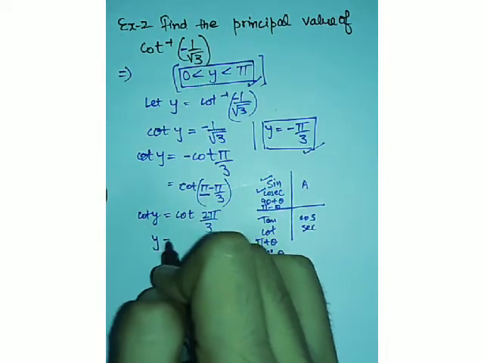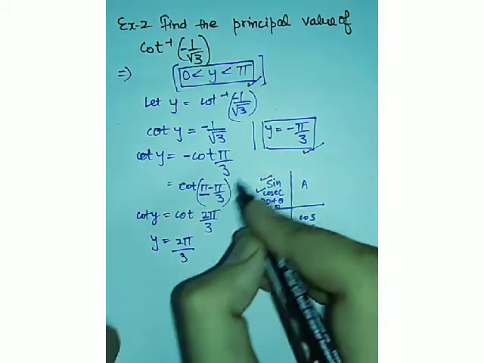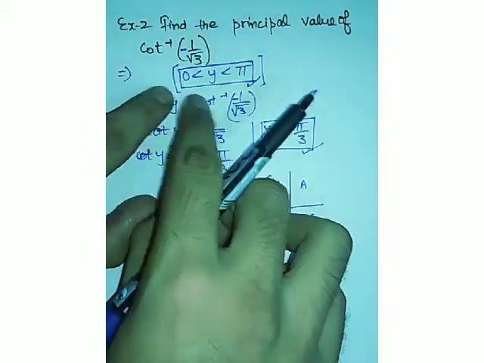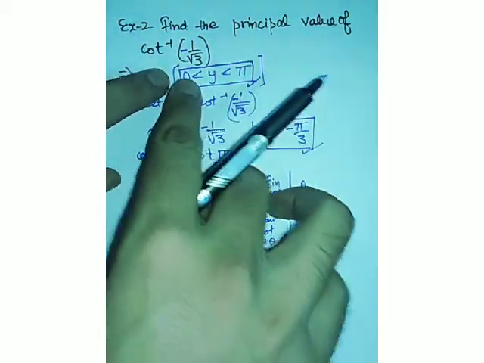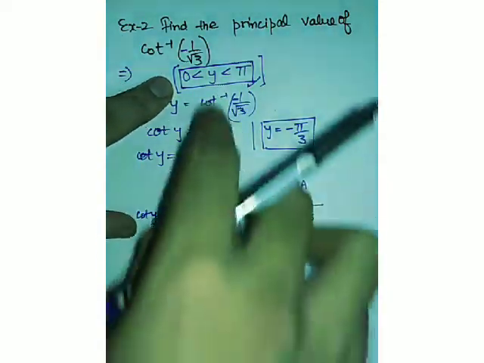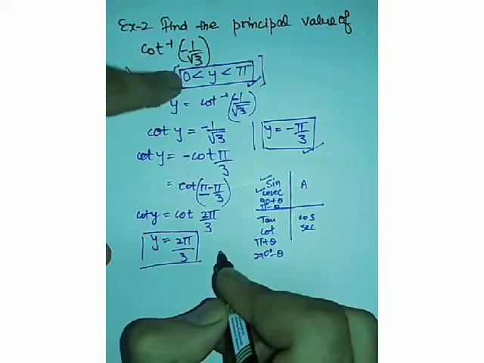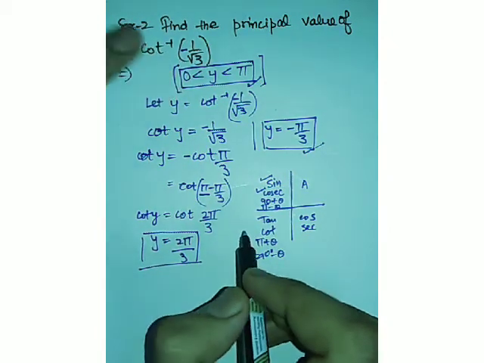Now in this way y turns out to be 2 pi upon 3. The value of y must be between 0 and pi. So it's, I guess, 120 degrees, right? So it means we have found our principal value of cot inverse of minus 1 upon root 3.